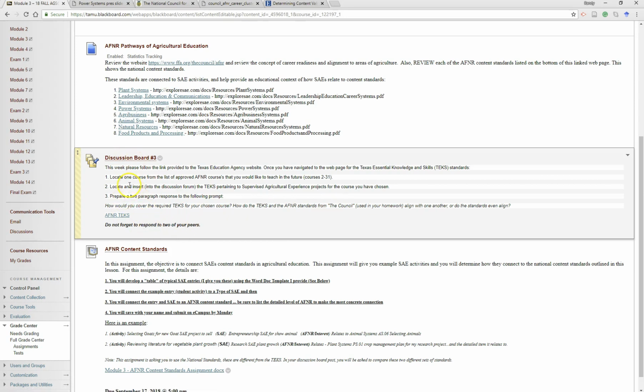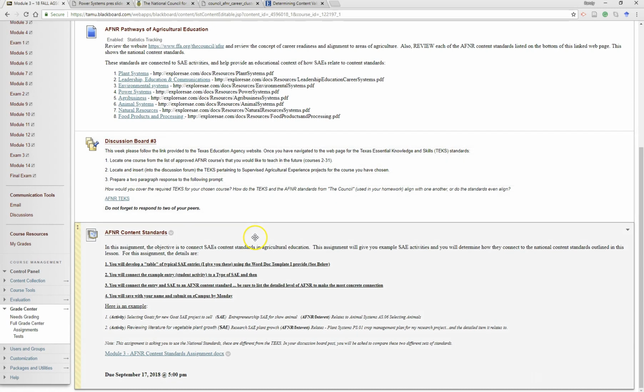The reason I asked you to insert the supervised ag experience project is that in your response, I want you to look to see if you find any similarities between the course that you chose and the one that one of your peers chose. So one of the options for your response to your peers might be comparing yours and theirs as far as what those TEKS pertaining to an SAE are within your chosen course.